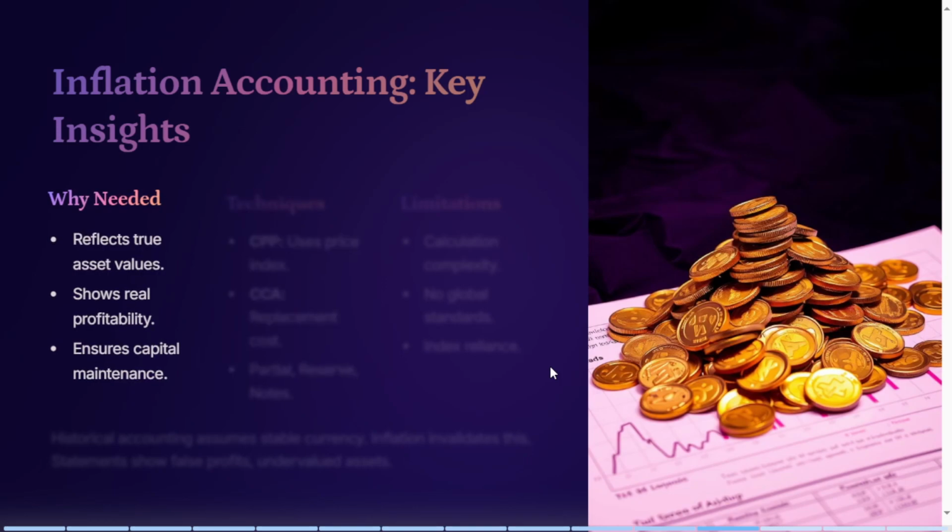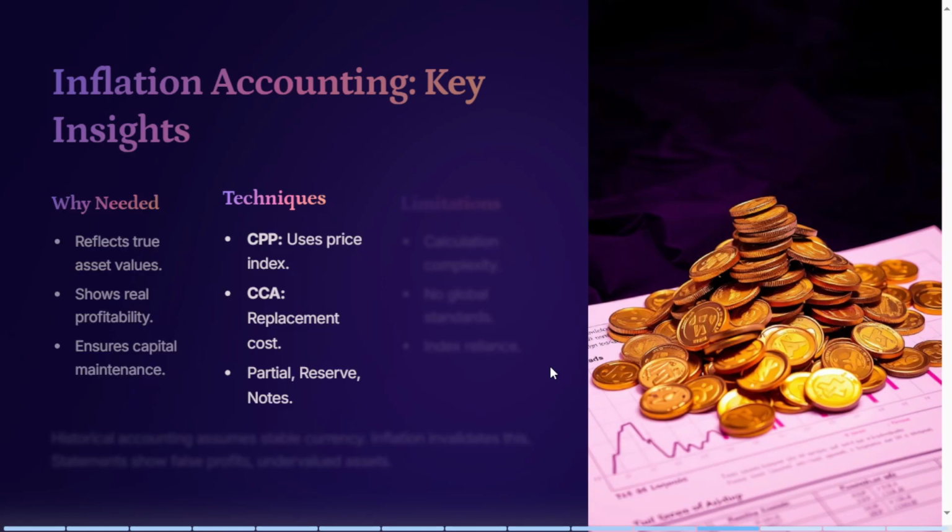Ensure capital maintenance. Helps ensure the company maintains its real capital value, not just nominal capital. Techniques used in inflation accounting. First, CPP, that is current purchasing power, uses a general price index to adjust all the financial statement items. CCA, current cost accounting, uses replacement cost instead of historical cost. Other methods are partial adjustment, reserve methods, and disclosure notes.